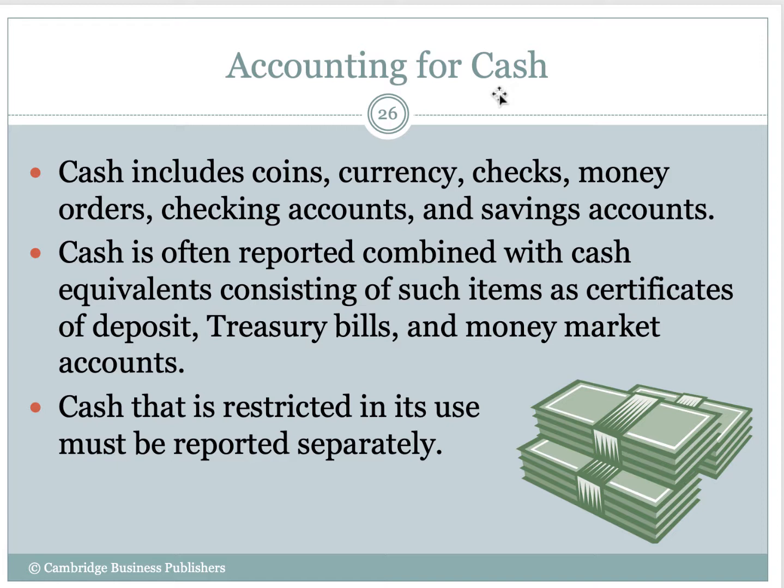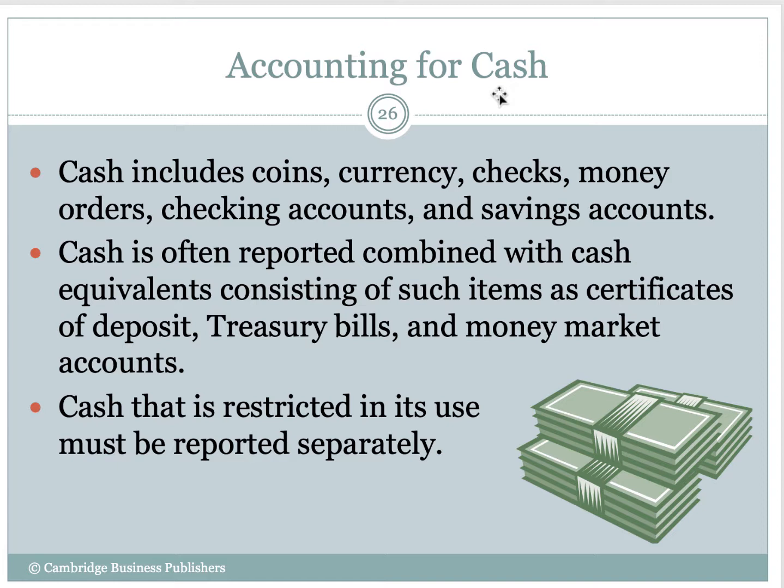In layman's terms, when we think of cash, we think of currency, right? Coins, dollar bills, $10 bills, $5 bills, whatever, right? But cash includes a lot more than that. Cash includes things like checks, money orders, right? Checking accounts, savings accounts. That is also considered cash, okay?